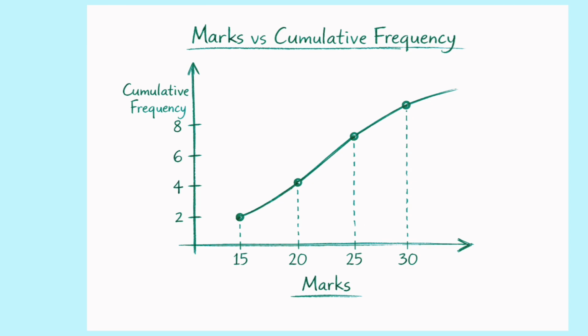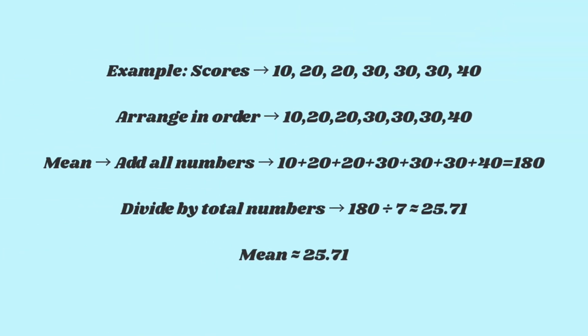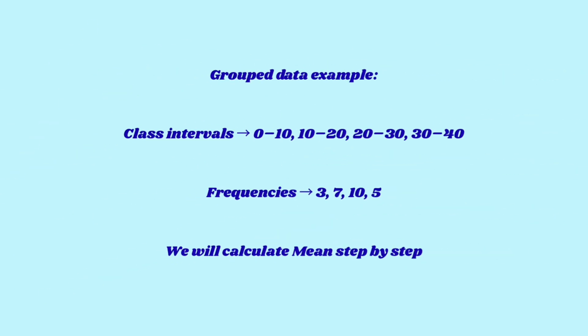Next we have an example of scores: 10, 20, 20, 30, 30, 30, 40. We will arrange them in order: 10, 20, 20, 30, 30, 30, 40. Then the mean will be: add all the numbers. We get 180, divide by the total numbers, 180 divided by 7. So the approximate mean here is 25.71.